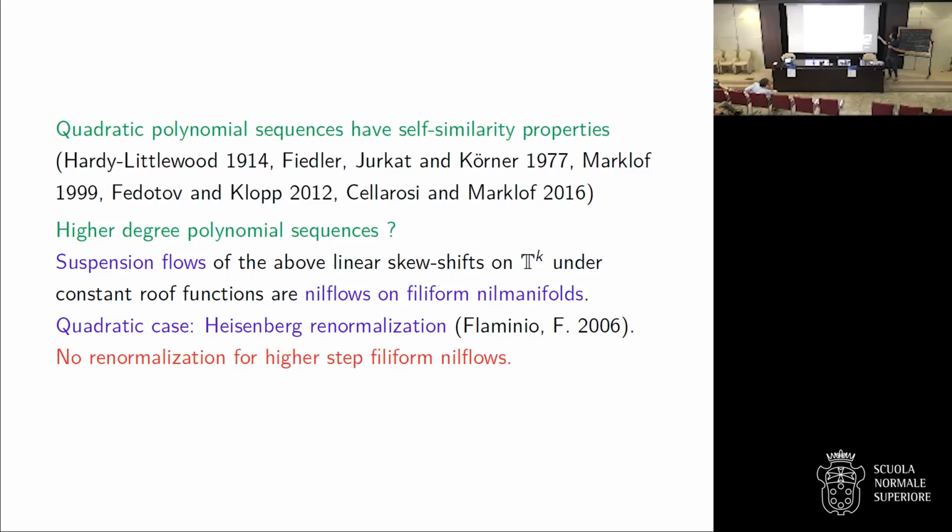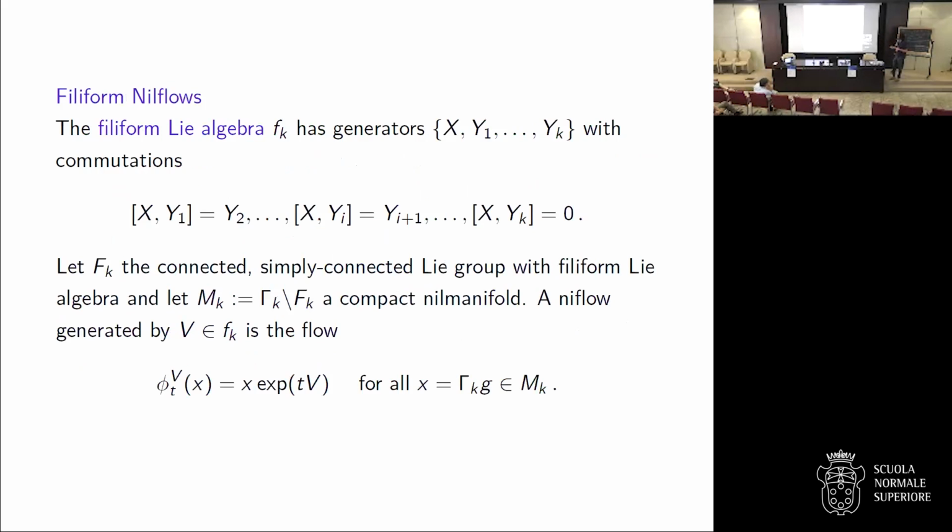And then we have a renormalization scheme that is not hard to explain. It's more of a geometric one. I call it Heisenberg renormalization, and we explained it in a 2006 paper. So you see that since 2006 we were trying to go to higher degree. It took us 17 years or something like this. But anyway, I'm especially happy to be able to present this because it was a long time coming. So no renormalization for k-step filiform nilflows seems to be possible.